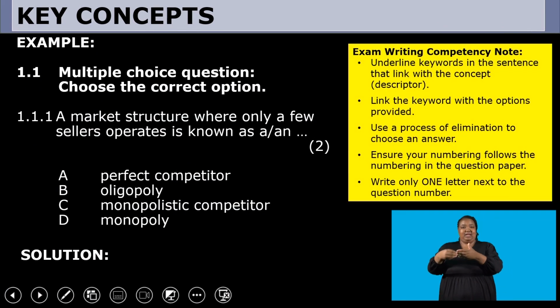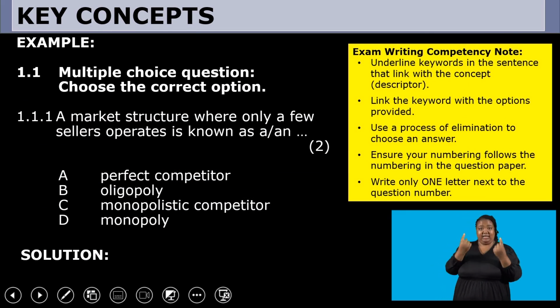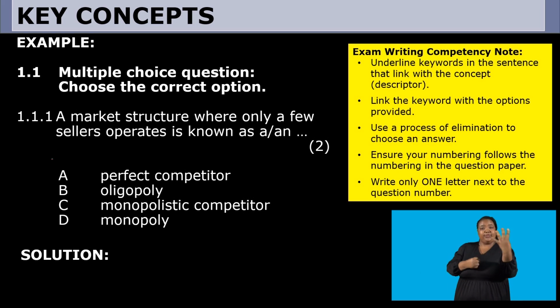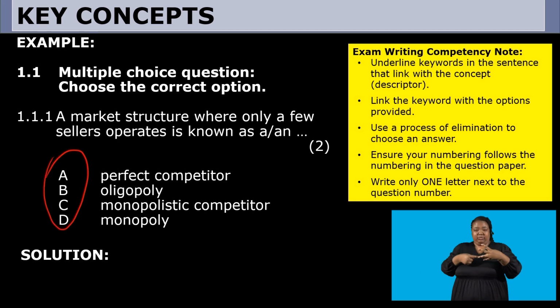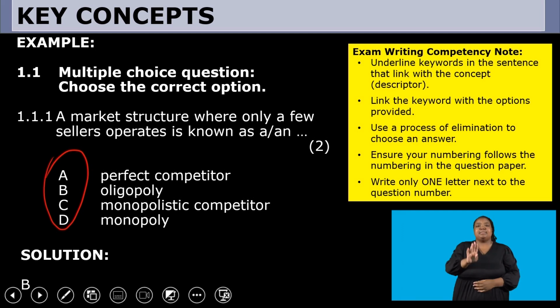A typical example of a multiple choice question that requires understanding of concepts: 1.1.1, a market structure where only a few sellers operate is known as. You are given four options, but you need to choose the correct concept here. Our answer is B, that is oligopoly.